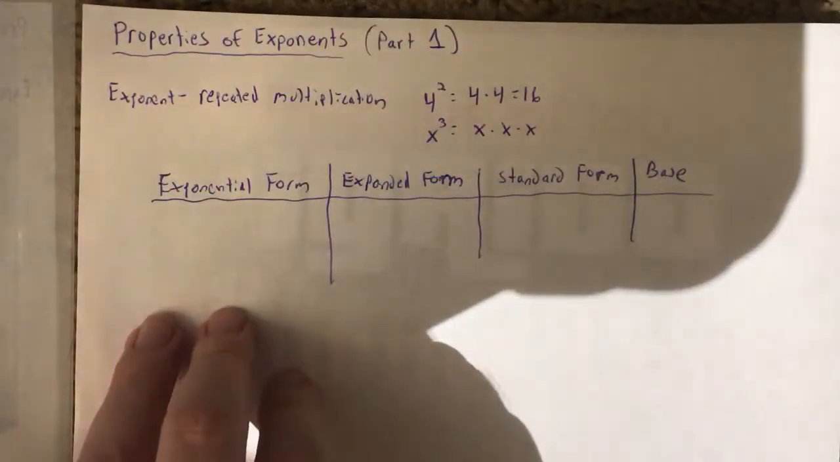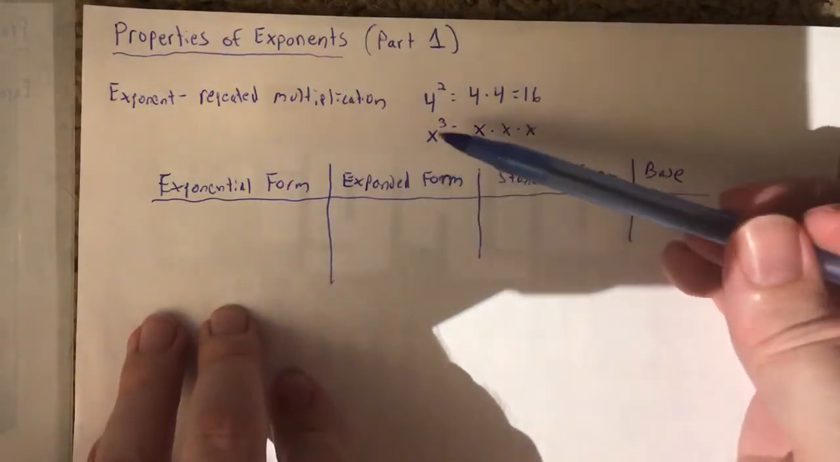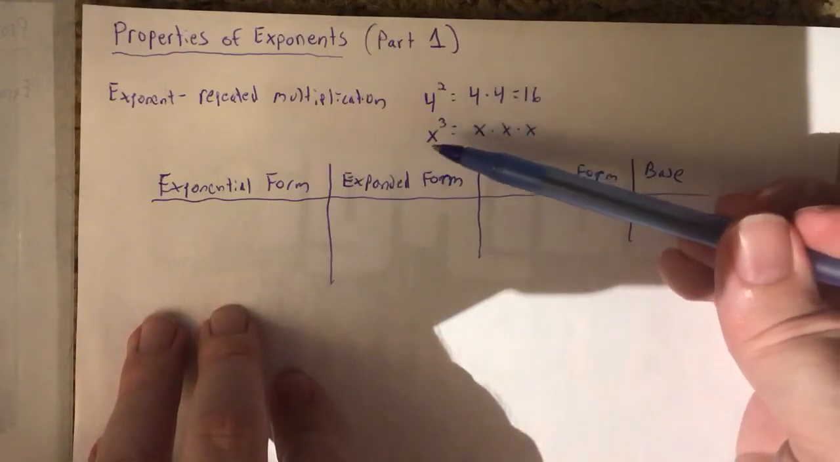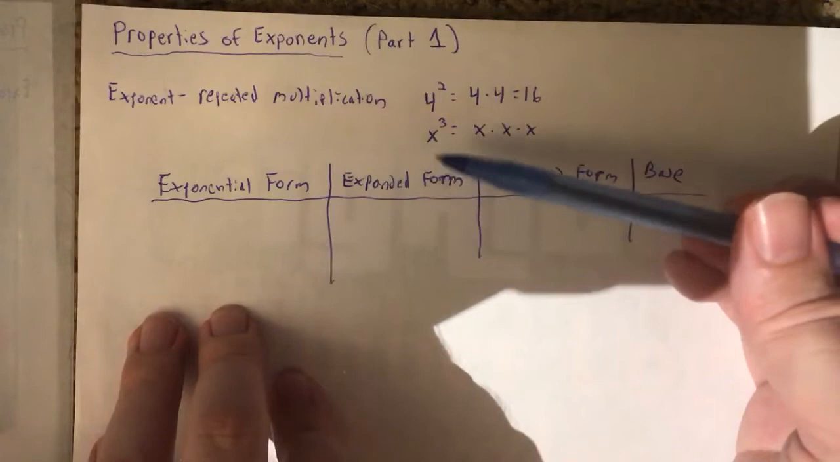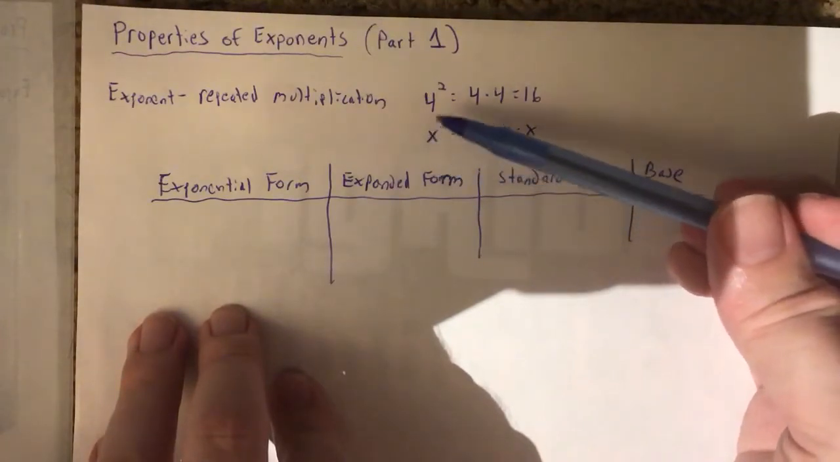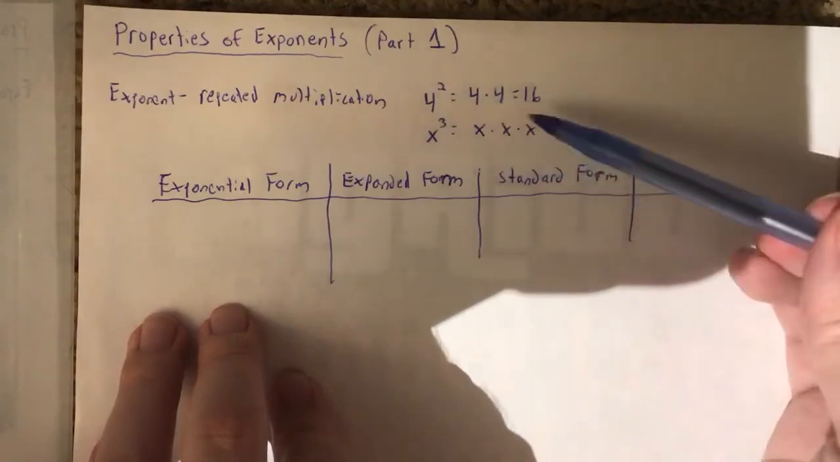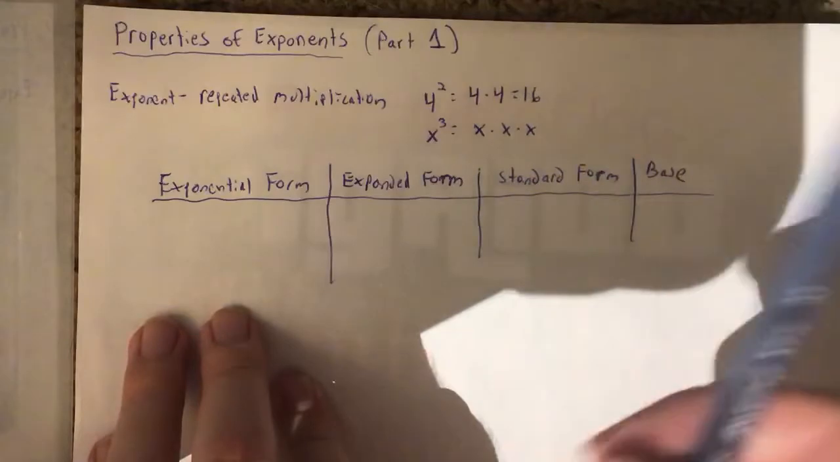Now I'm going to look at different examples. Sometimes I might have a base with a number. Sometimes I might have a base with a variable. If I have a base with a variable, I'll never get a numerical answer at the end, and that's okay. But if I have a base with just a number, I can get an answer at the end.